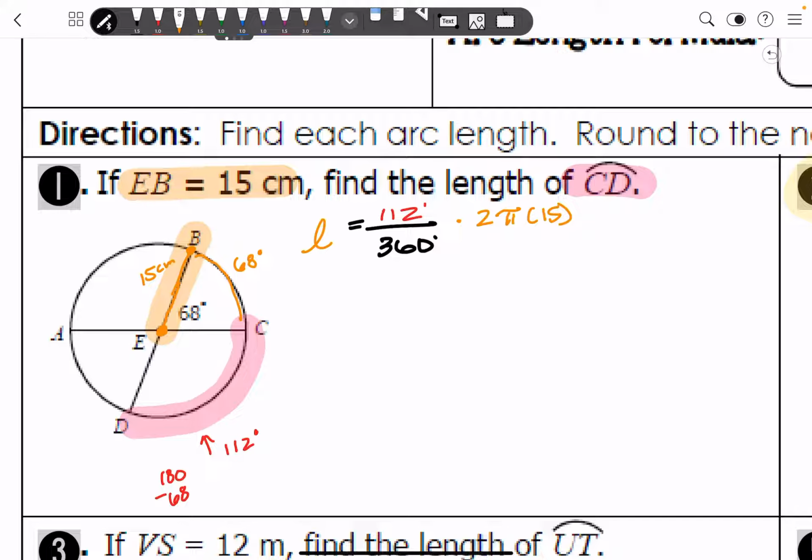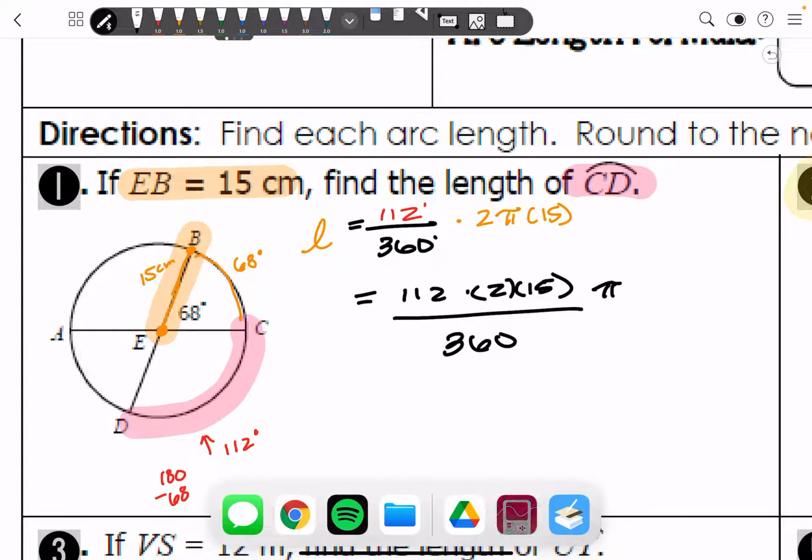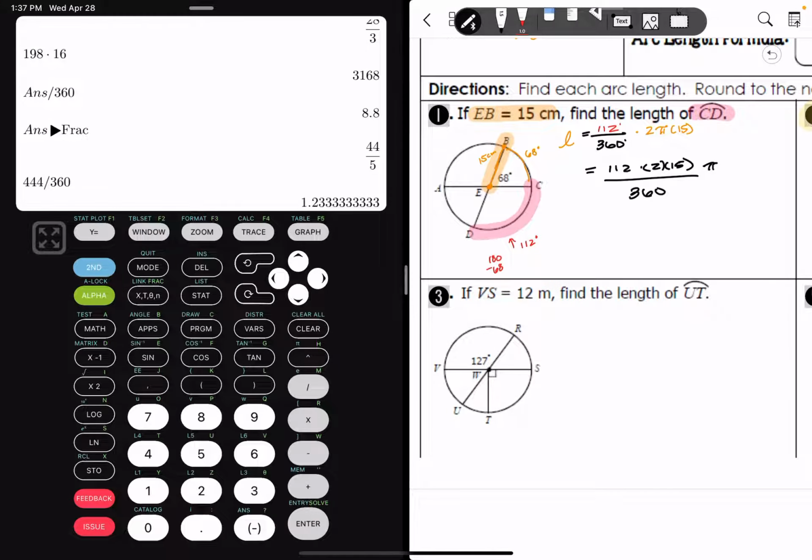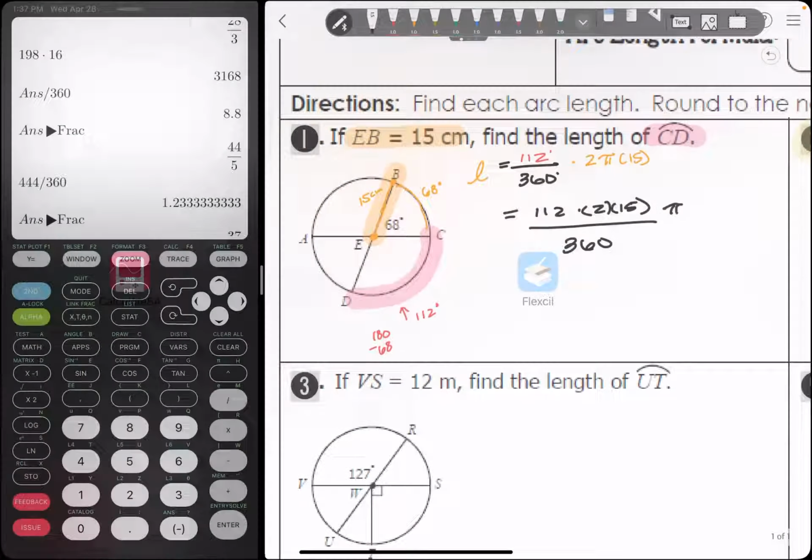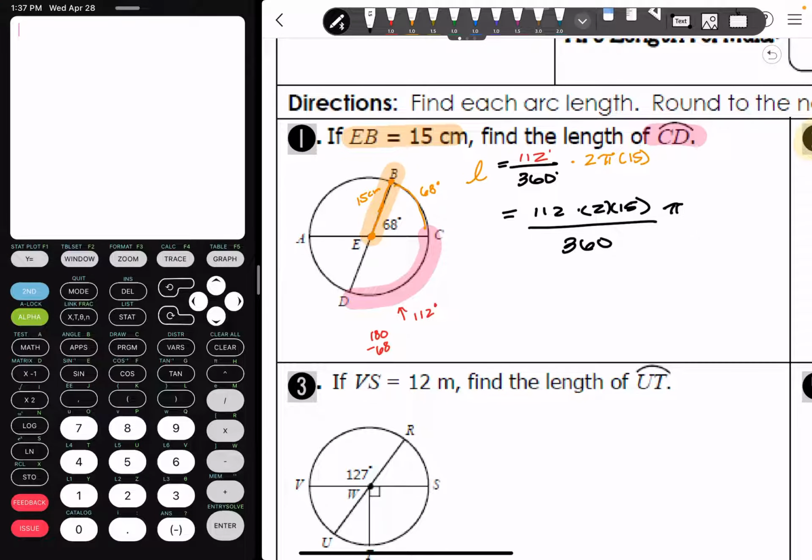So what I like to do is I'm just going to set it up like this. 112 times 2 times 15. And I leave the pi all the way at the end so I can keep it in exact form. And what I'm going to do, I'm going to pull up my handy dandy calculator right here. If you've got your TI-84, this will be really helpful for you to go ahead and keep it in exact terms and help you simplify it.